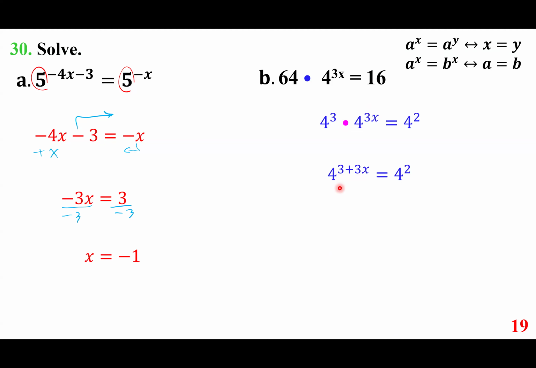Now the left and right have the same base. They must have the same exponent. So 3 plus 3x must be equal to 2. We move the 3, it becomes negative, subtracted from 2 is -1, divided by 3, x becomes -1/3. So pretty straightforward, everybody.